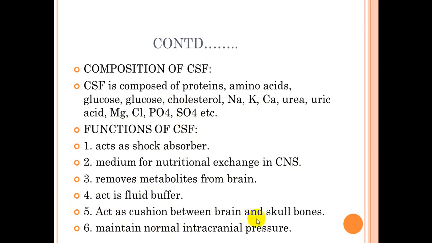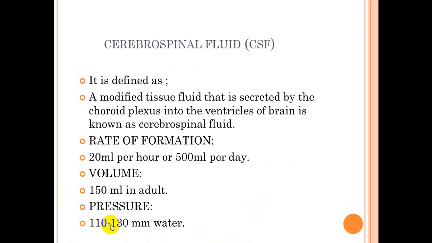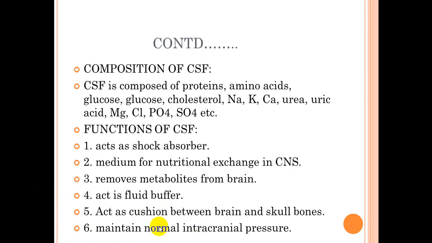It acts as a cushion between brain and the skull bones. Since brain is enclosed in the cranium and the spinal cord is enclosed in the vertebra, so they are made up of bones, and the brain is a soft and delicate organ. So between these delicate organs and the bone, it is providing a cushioning effect and preventing brain and spinal cord from any injury. It will maintain a normal intracranial pressure, as I have mentioned in the previous slide, that in a normal adult person, it is 110 to 130 millimeter of water. So to maintain this normal intracranial pressure, it is the function of cerebrospinal fluid.